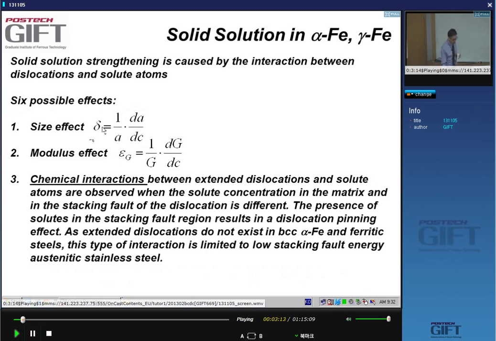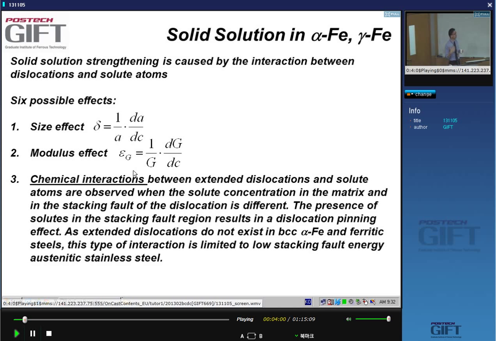Okay. So for the size effect, we use a parameter delta, which is 1/a da/dc, a being the lattice parameter. And da/dc is the dependency, or the change, of the lattice parameter with the concentration of the solute. If you divide this by a, it's basically a strain. For the modulus, we do the same thing: 1/G dG/dc. It's a relative change of the modulus with the concentration of the solute. And then, as I said, you have other effects which may or may not have an influence.